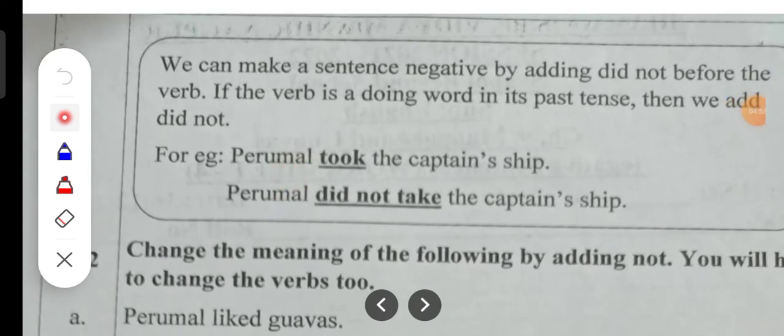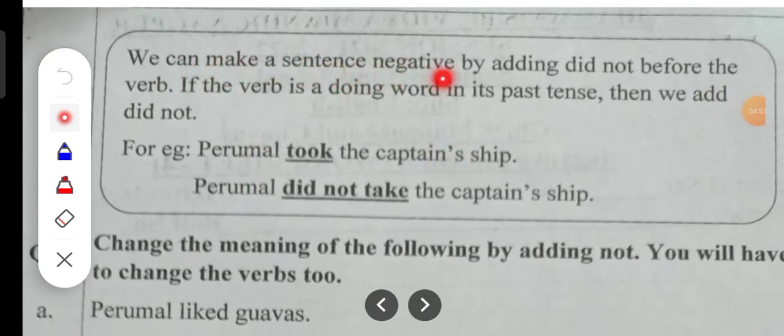Now children, I repeat this again. We can make a sentence negative by adding did not before the verb. If the verb is a doing word in its past tense, I will explain in simple language, children. If in the sentence the action word is in yesterday form, remember it properly, listen to me carefully, okay children. We have to change it to present form, and then we will add did not.